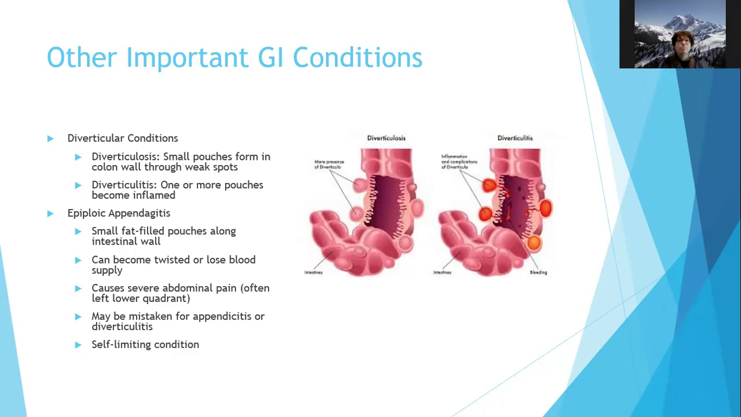And it causes severe abdominal pain, often in the left lower quadrant, which is mostly where the intestine is down there. And it can often be mistaken for appendicitis or diverticulitis. It's generally self-limiting, and diverticulitis can be self-limiting. They usually treat it with changes in diet.